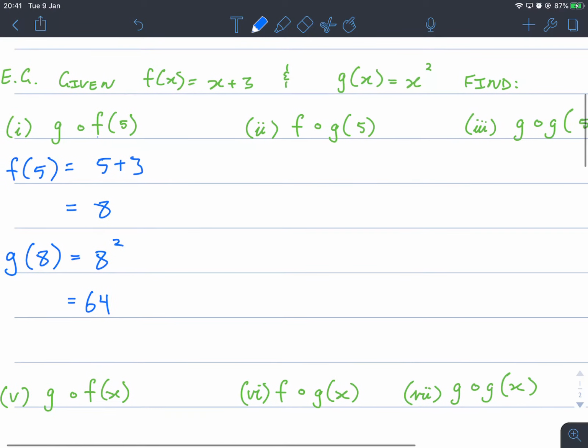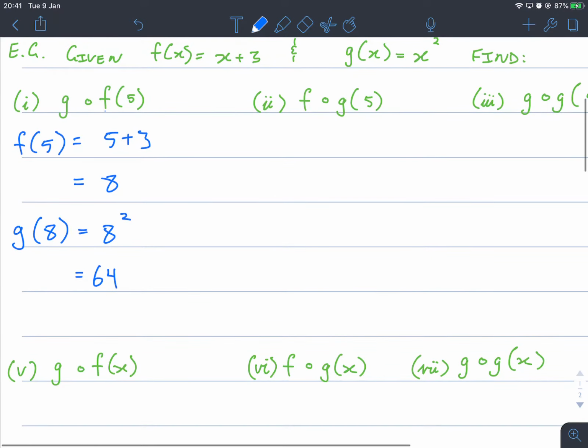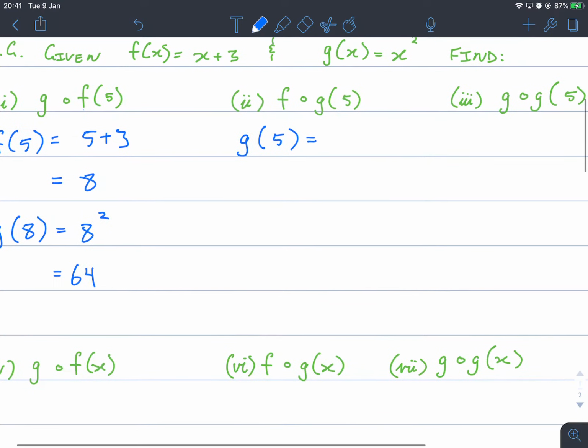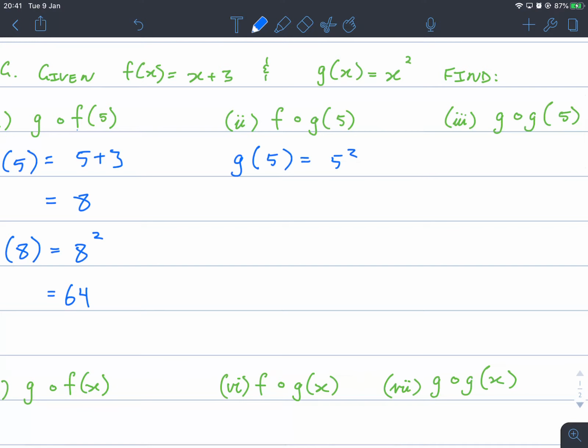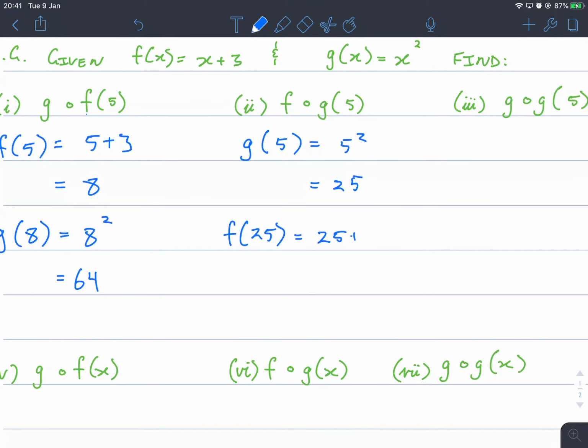If we were to reverse this, however, it's not automatically the same. In some instances, it might be. Let's do this first, once again working from right to left. So this is going to be g of 5 equals 5 squared, which is 25. Then f of 25 is equal to 25 plus 3, that is 28.